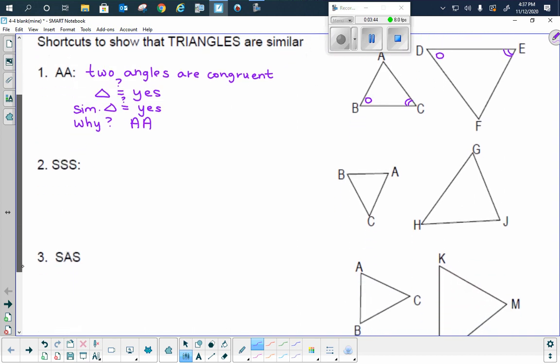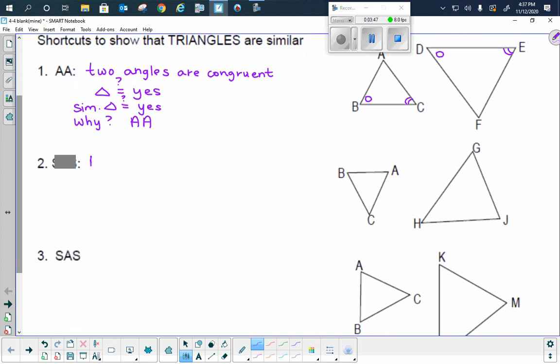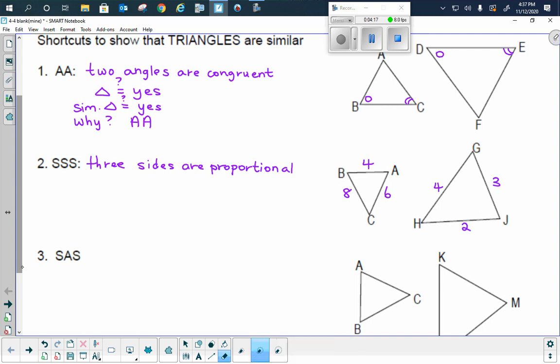The next one, 3 S's stand for sides. And so that's going to mean 3 sides are proportional. Okay. So let's go to the picture. Let's put lengths of 4, 8, and 6. And these 4, 2, and 3. Make sure you just have them in the same spots so that it makes sense for the notes for what we're going through.